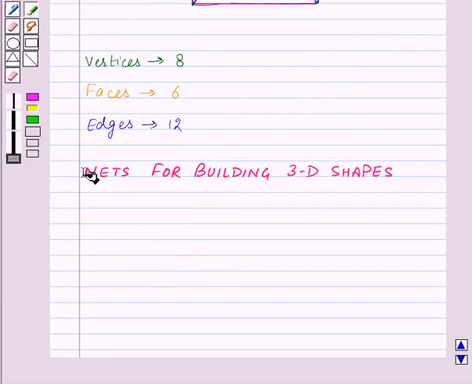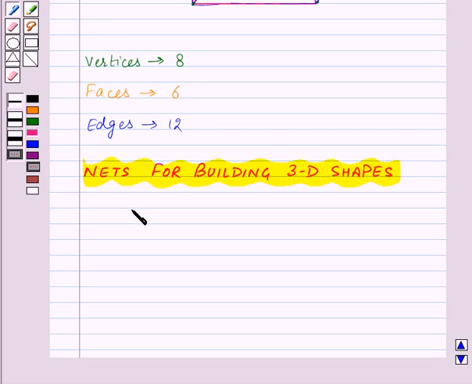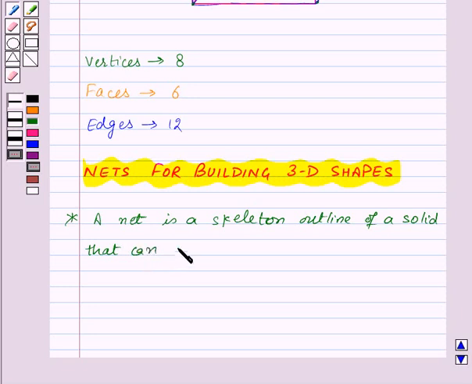Now our next topic is nets for building 3D shapes. To visualize 3D shapes on a paper, we will learn how to form these 3D shapes with the help of nets of these shapes. For that, first of all, let us learn what is a net. A net is a skeleton outline of a solid that can be folded to make that solid.